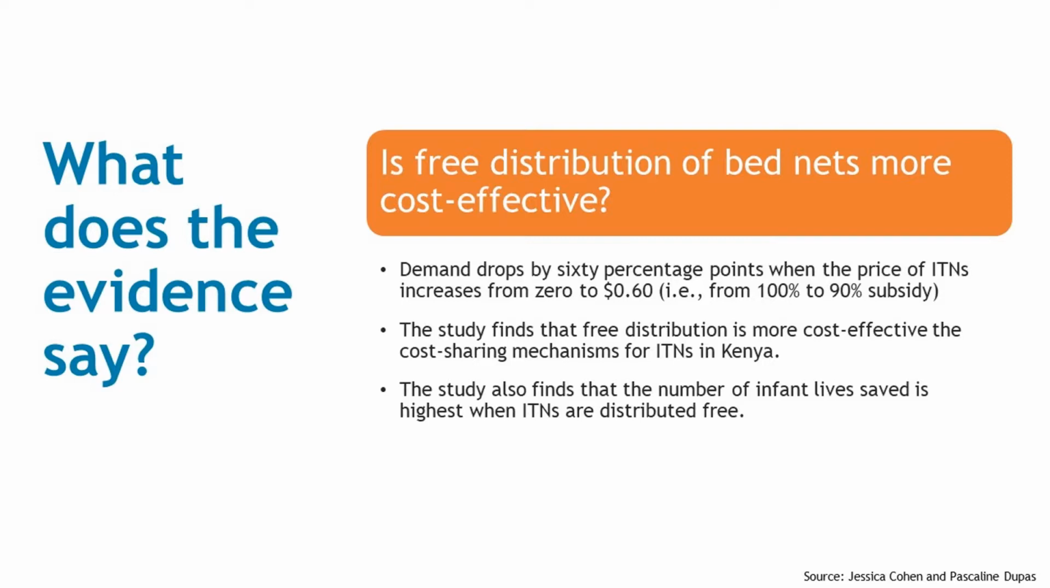And so the study estimates demand elasticities and usage elasticities and uses the estimates in a model of cost effectiveness that incorporates both private and social benefits of these insecticide-treated bed nets. And what the study finds in this cost effectiveness model is that free distribution is more cost effective than cost-sharing mechanisms. The study also finds that the number of infant lives saved as a result of the free distribution of bed nets was highest when the bed nets were given for free than when they were given at a subsidized rate.